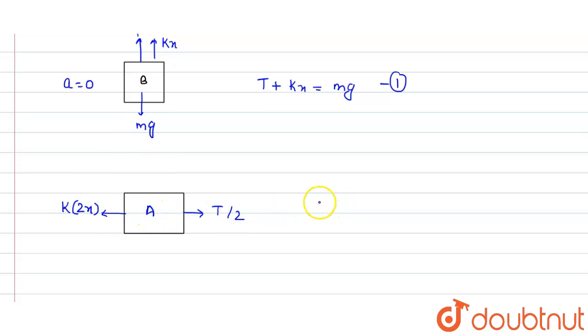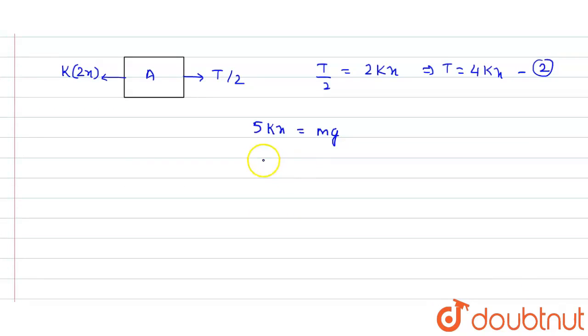So this is our a, so we can say that T divided by 2 would be equal to 2kx, or we can say that our T would be equal to what? It would be equal to 4kx. So if we put this value of the T, which is, let's say, our equation 2, into our equation 1, it would be 4kx plus kx, that means 5kx. This value would be equal to mg, or we can say that our x would be equal to mg divided by 5k.